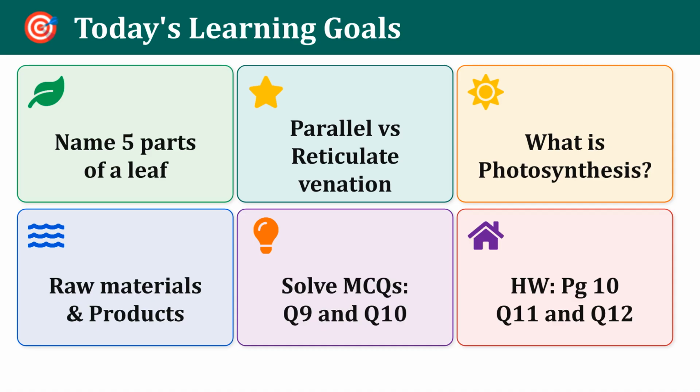Before we start, let's see our mission for today. Can you guess what we'll learn? First, we'll identify the 5 important parts of a leaf. Then we'll compare 2 interesting vein patterns, parallel and reticulate venation. After that comes the most exciting topic, photosynthesis, the way plants make food. We'll learn what plants need, what they produce, and finally solve a few Olympiad questions. By the end of the lesson, you'll be able to explain these concepts confidently. Ready? Give yourself a thumbs up, and let's move ahead.